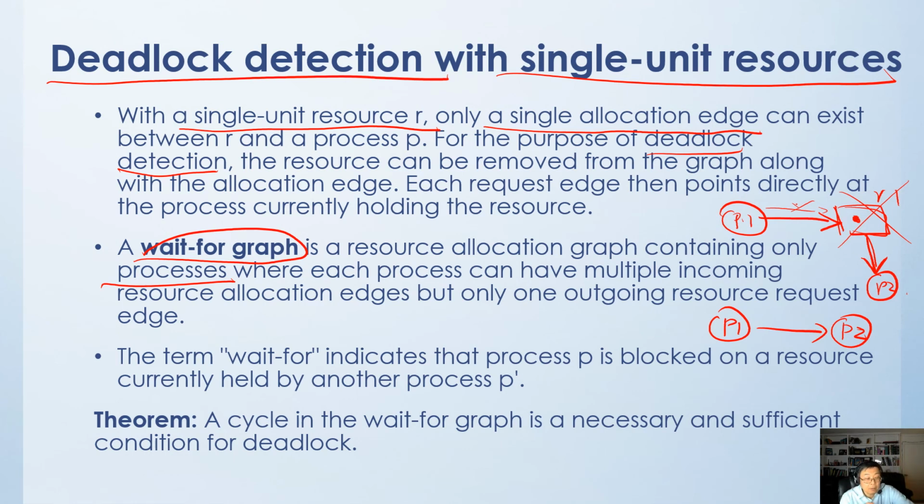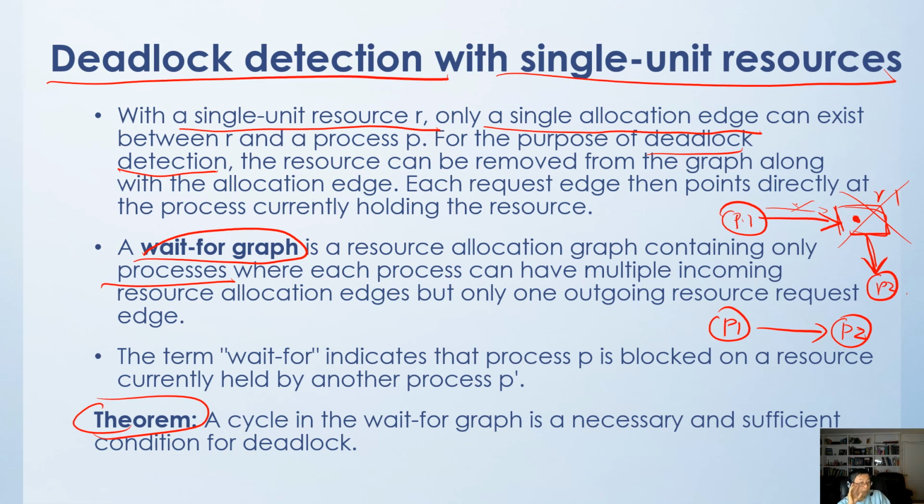Now, here's the theorem. That's basically a proven statement. Using the wait-for graph, a circle in the wait-for graph is a necessary and sufficient condition for deadlock. So to detect the deadlock is relatively easy. We just need to check the wait-for graph to see whether there's a circle in the graph. This is a necessary and sufficient condition for deadlock.